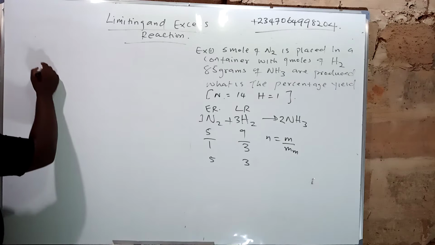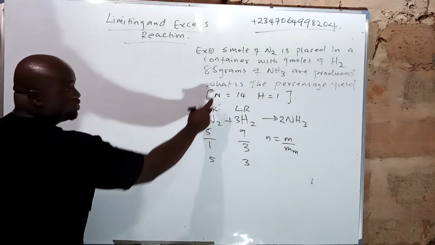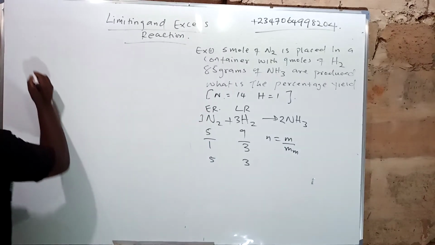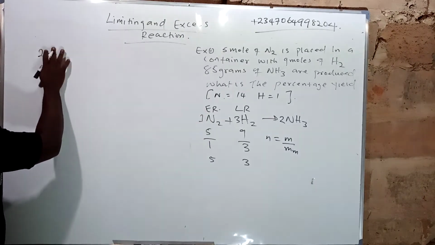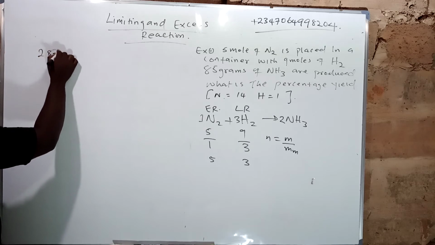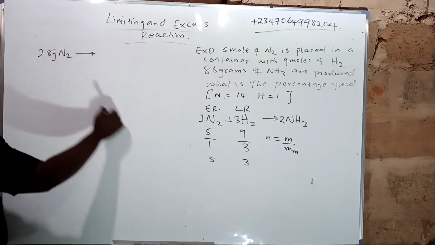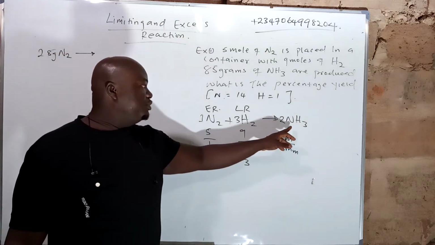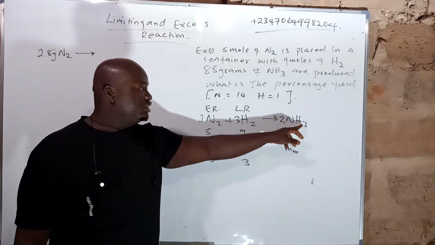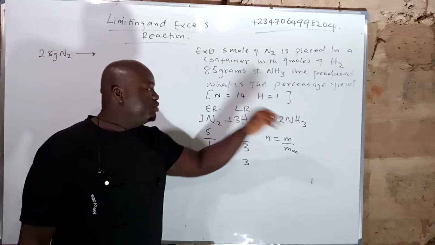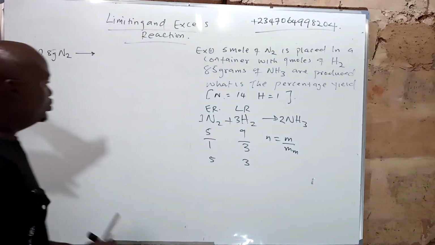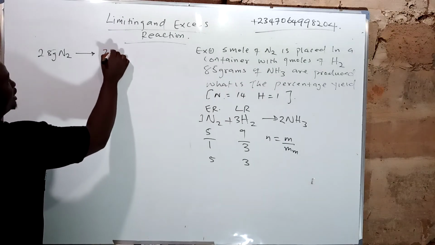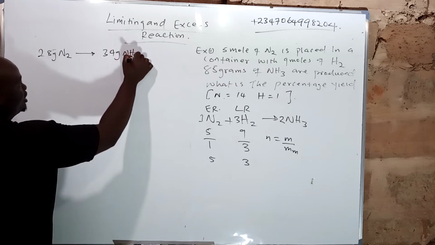And so from here, the molar mass of nitrogen is 14. So we have 2 nitrogen here, so that will give you 28 grams of nitrogen to give you ammonia. Now ammonia, this will give you 14 plus 3. The molar mass of ammonia is 17. 17 times 2 should give you 34. So this will give you 34 grams of NH3.